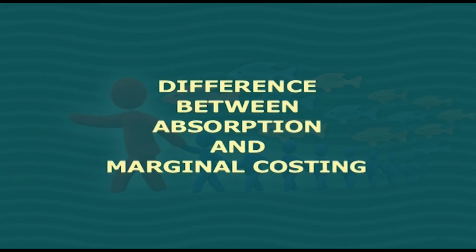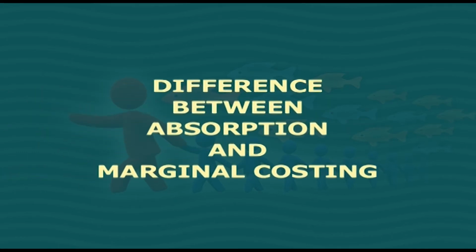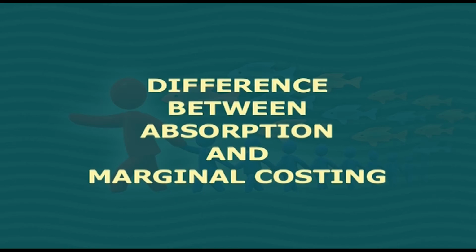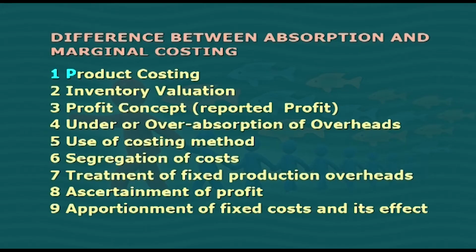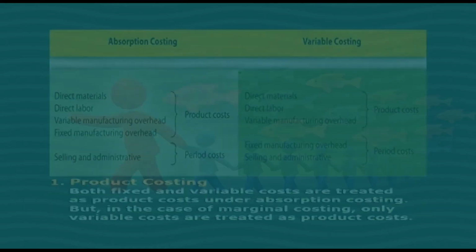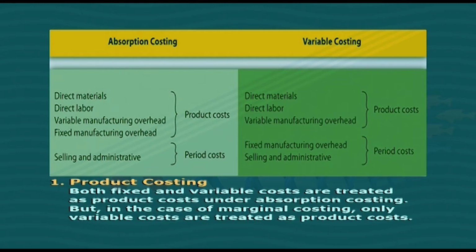Now, let us see the difference between absorption and marginal costing. The given points will show the differences between absorption costing and marginal costing. First is product costing. Friends, both fixed and variable cost are treated as product cost under absorption costing, but in case of marginal costing, only variable costs are treated as product costs.